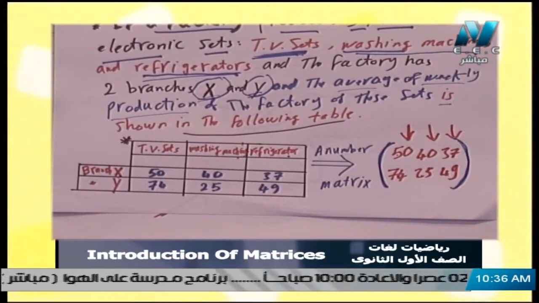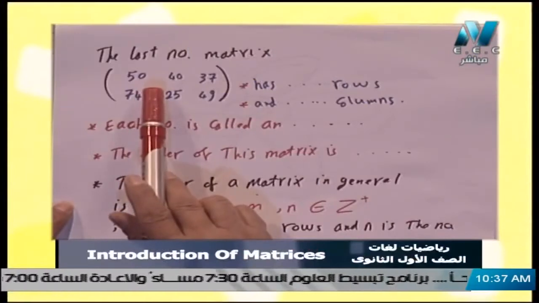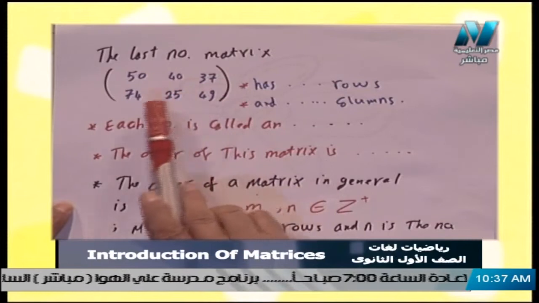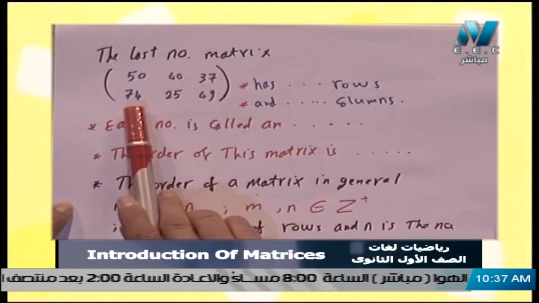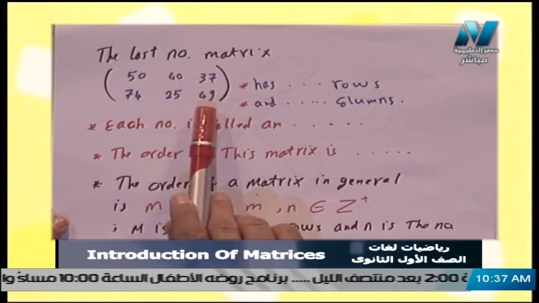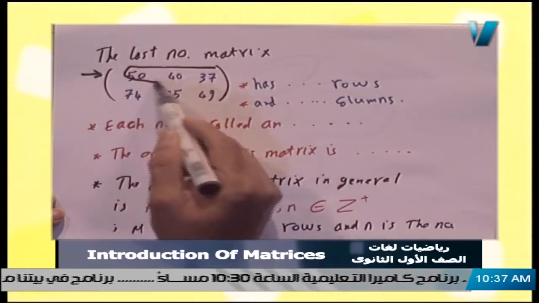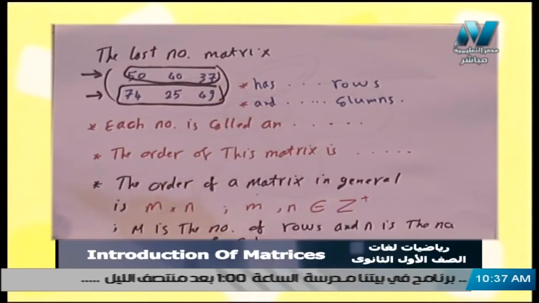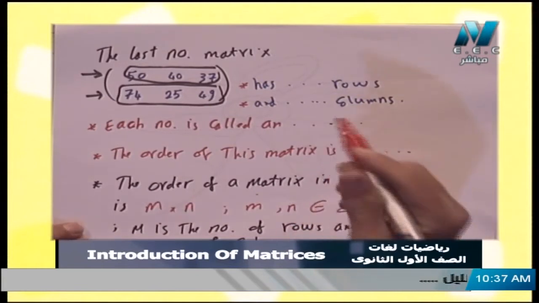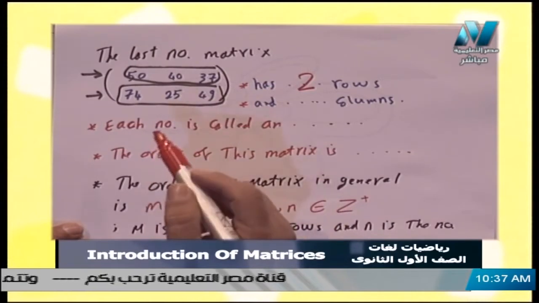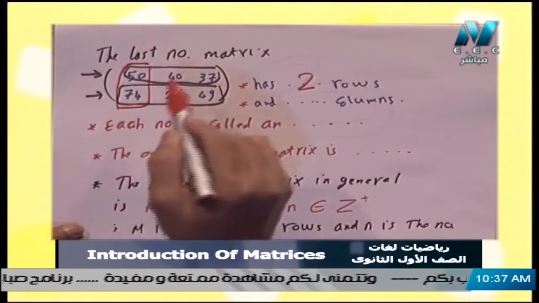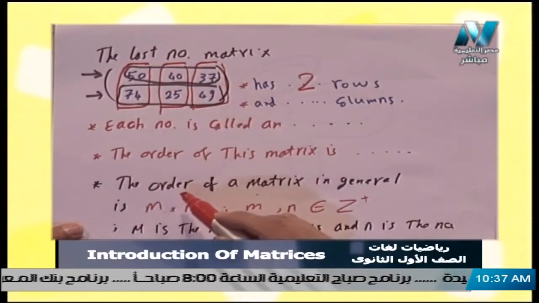Okay, let's see the matrix again. The matrices lessons are very easy and enjoyable, and easy to understand. We have the matrix here: 50, 40, 37, 74, 25, 49. How many rows do we have? What is a row? This is a row, and this is the second row. So we have two rows. We also have columns: the first column, the second column, the third column. So we have three columns.